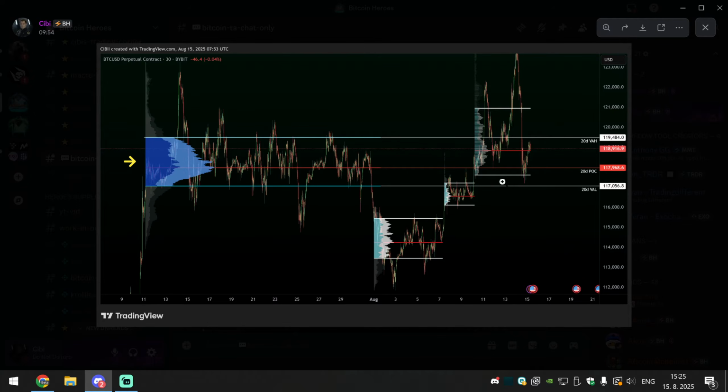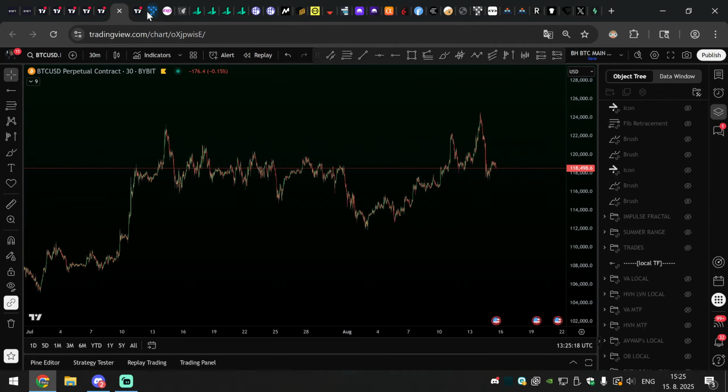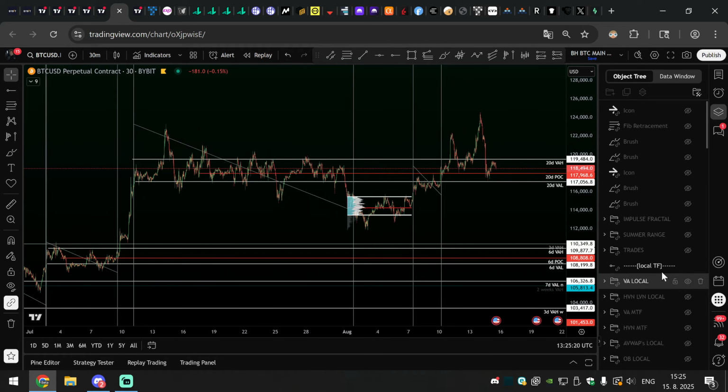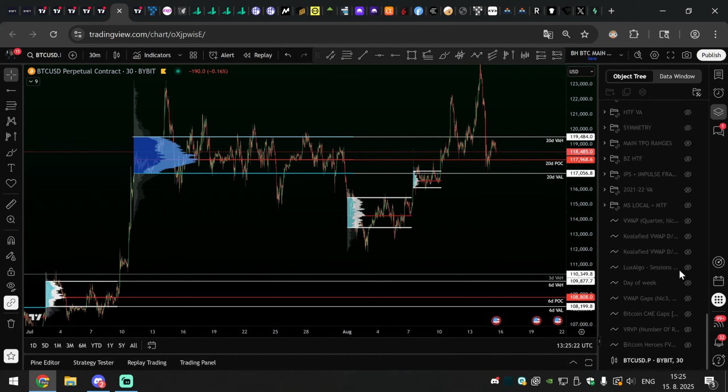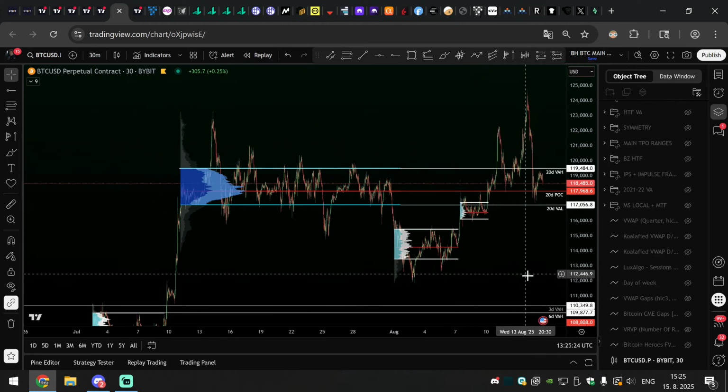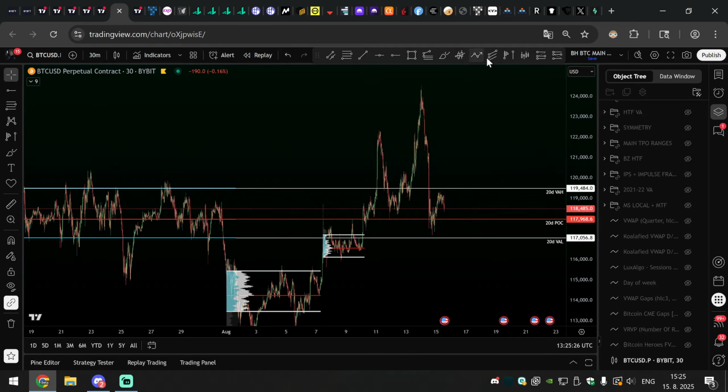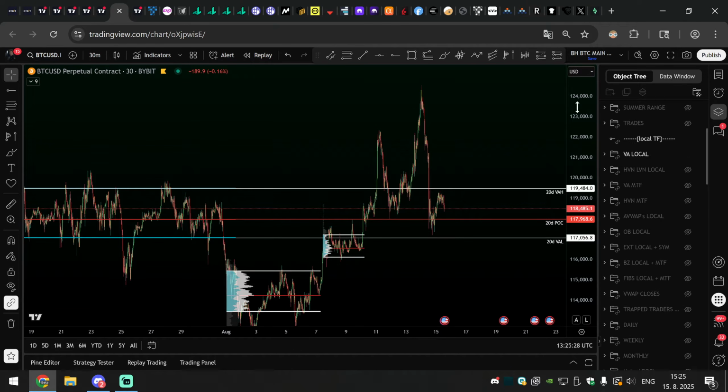So we can see pretty much Bitcoin. You also have a local range here. You can see you are holding the VAC. I will go into TradingView, so you'll see what I mean. Why is that range missing? I need to add it again. Was it? Yeah.